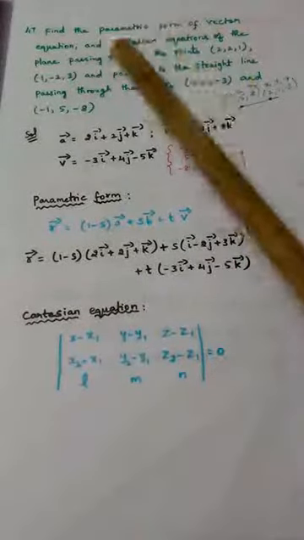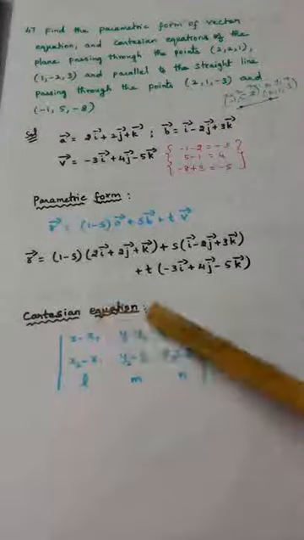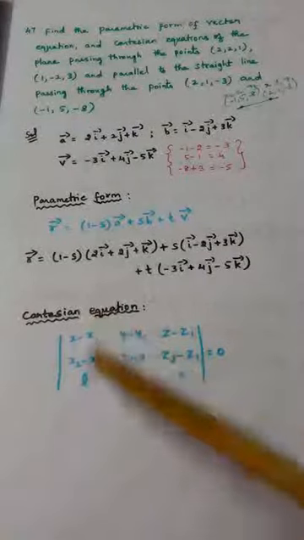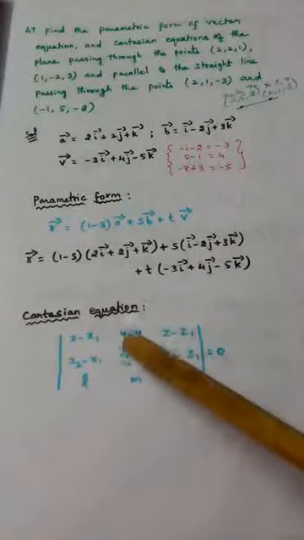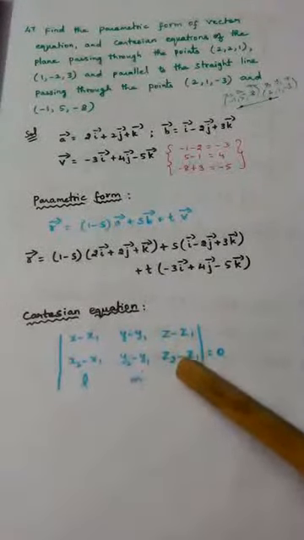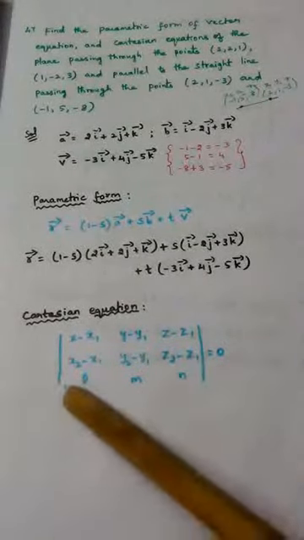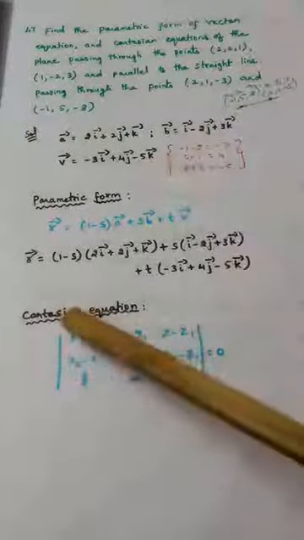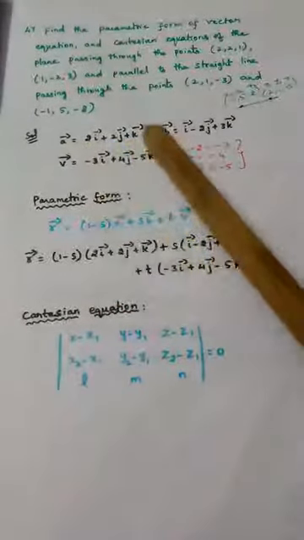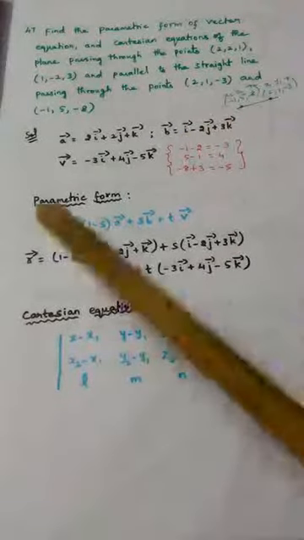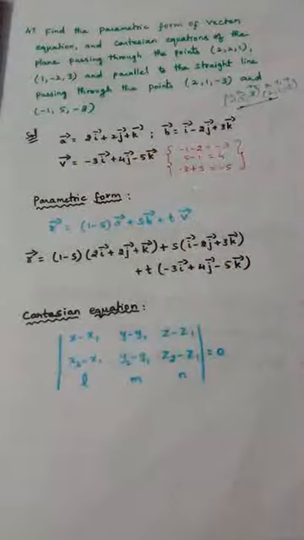What is the next question asked? The Cartesian equation. Put the heading and write the proper formula. Since the plane passes through 2 points, the formula looks like this: x minus x1, y minus y1, z minus z1 is the first row. x2 minus x1, y2 minus y1, z2 minus z1 is the second row. The final row is l, m, n, which is the parallel vector, equal to 0. In this we are going to substitute. x1, y1, z1 has to be chosen from A vector, x2, y2, z2 from B vector, and l, m, n will be taken from V vector. Keep that in your mind.